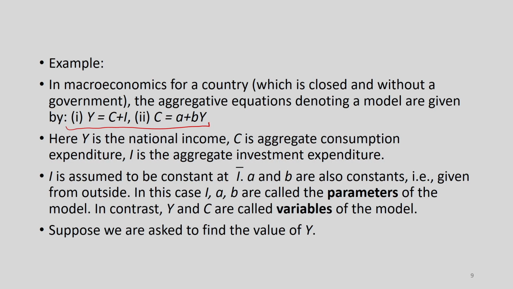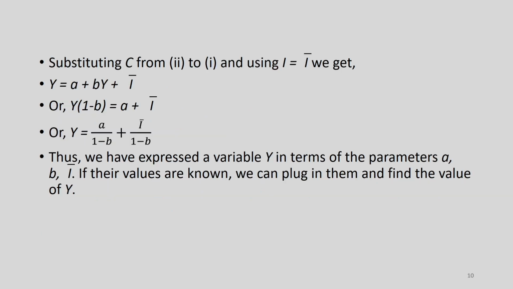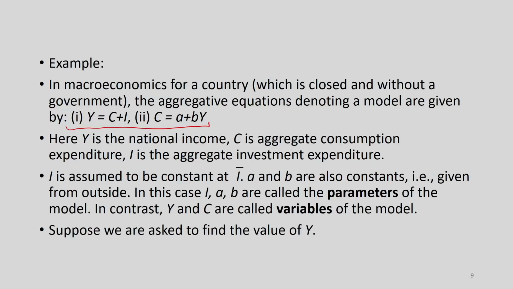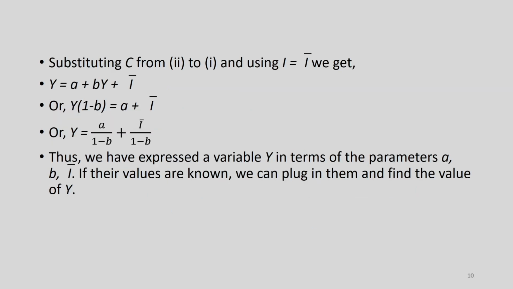Suppose we are asked to find the value of Y. Suppose we want to find out what is the value of Y. So, how should we do that? It is very simple. We substitute C from 2 to 1 and we use the fact that I is given at I bar. So, we use these two things and we use then equation number 1. We put everything here. So, we are substituting C = a + bY and I = I bar, that is what we are doing.